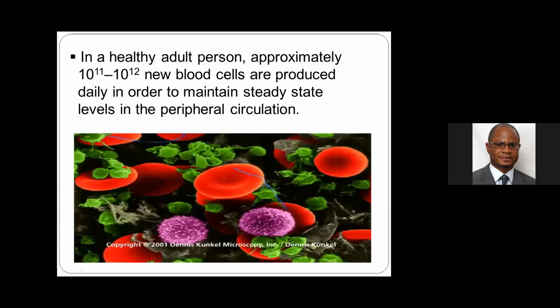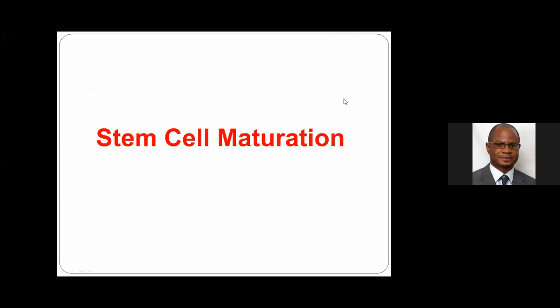So in a healthy adult person, approximately 10 to the power 11 to 12 new blood cells are produced daily so that you can maintain steady levels of peripheral circulation. That is the amount of blood cells that are produced per day in an adult. Very well. Now we zoom into the individual cell development. So I'll talk quickly about stem cell maturation, then I'll talk about red blood cell, white blood cell, platelet, the individual cells and how they develop.